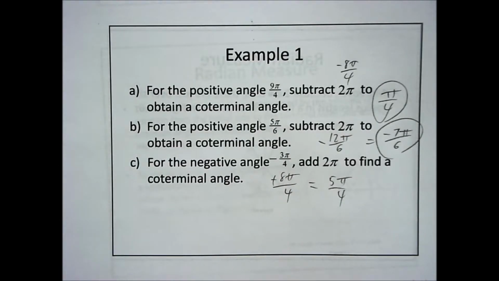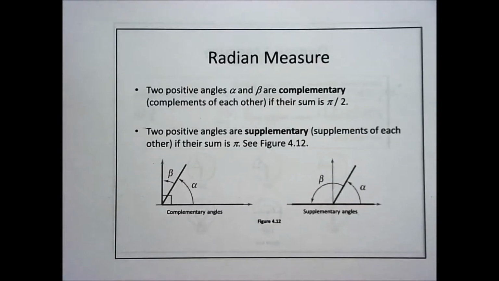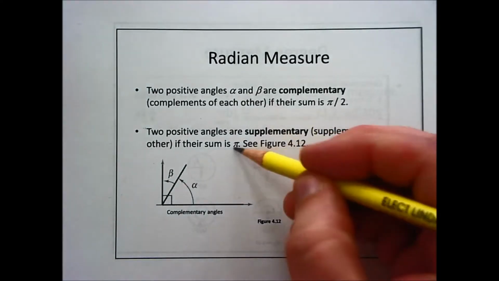Everybody should be fairly comfortable with this stuff. Now, radian measures, when you start dealing with them, you have two positive angles, alpha and beta, that are complementary to each other if they add up to pi over 2. Complementary add up to 90, complementary also add up to pi over 2. Supplementary is normally 180 degrees. Supplementary, if you're doing radians, is just pi.